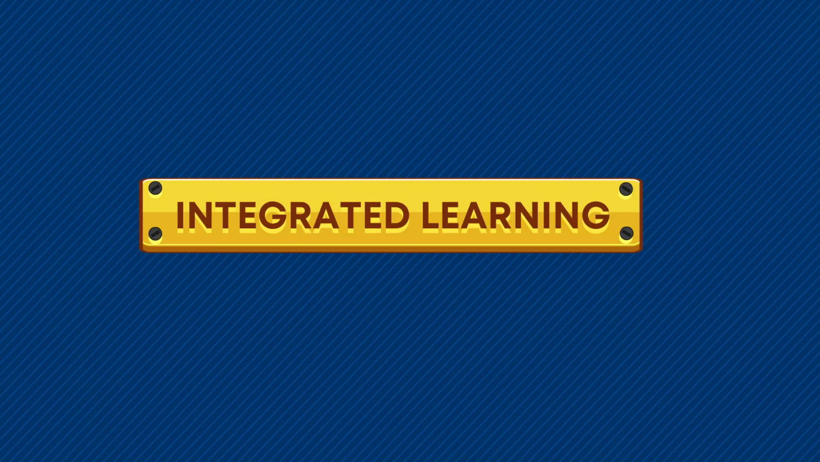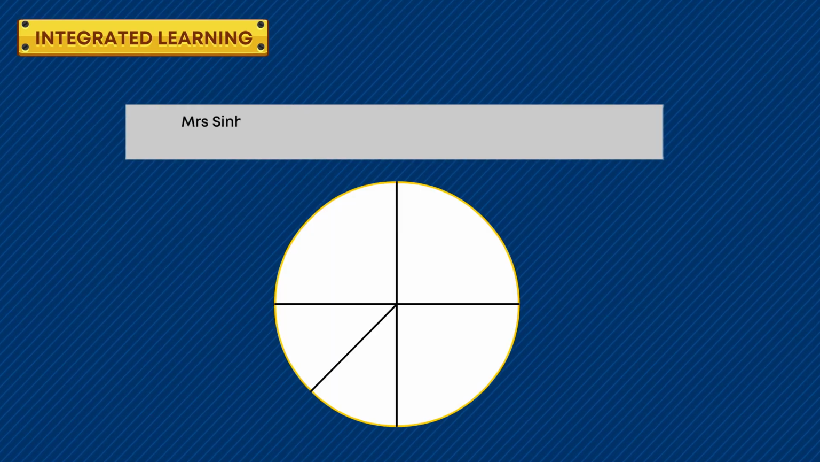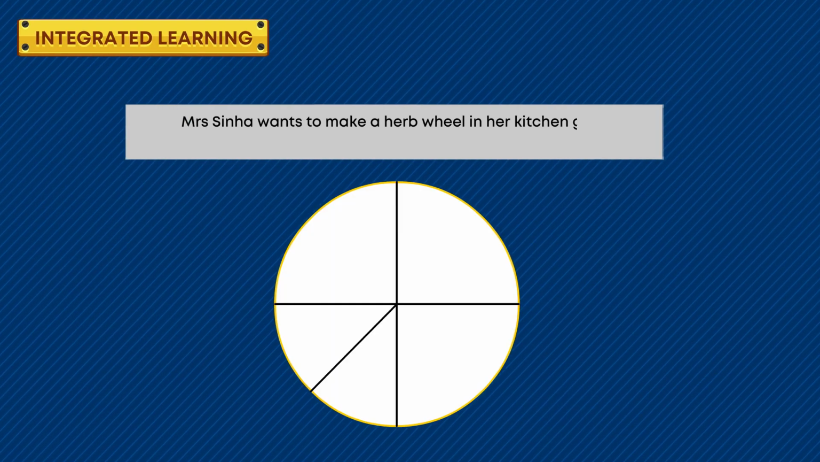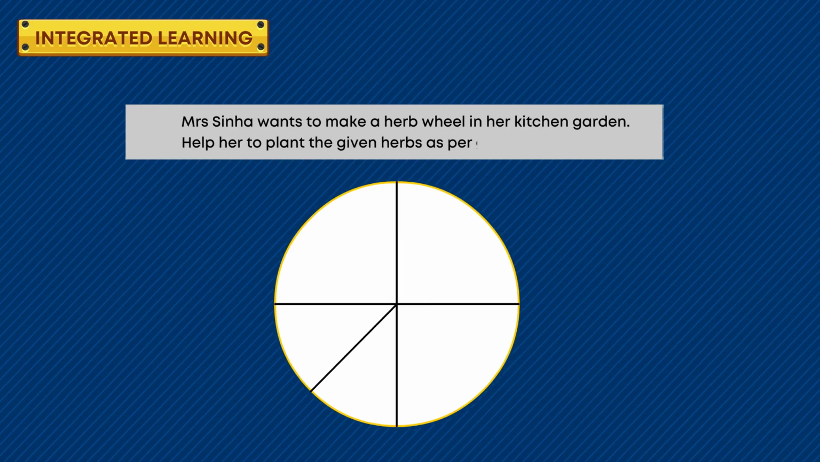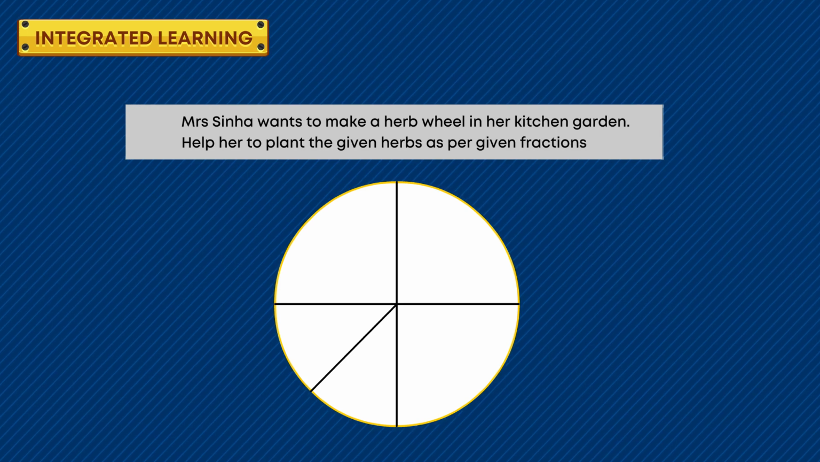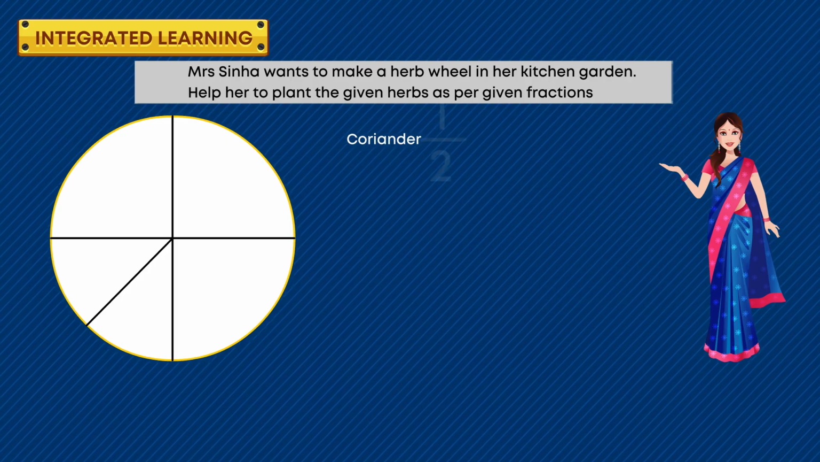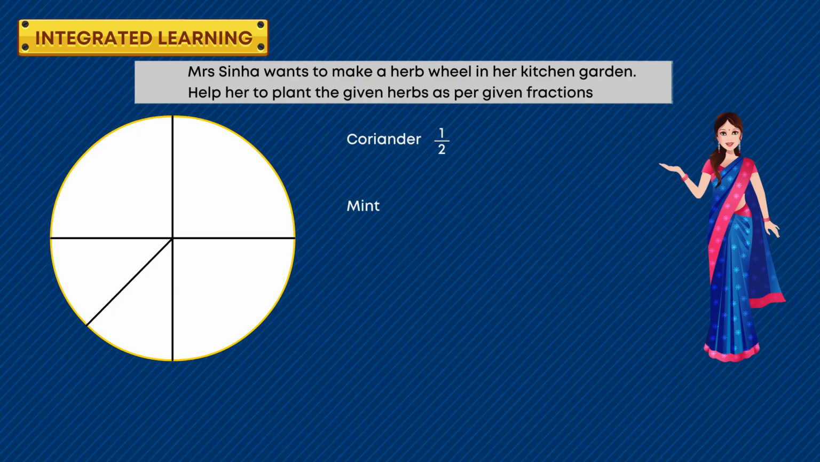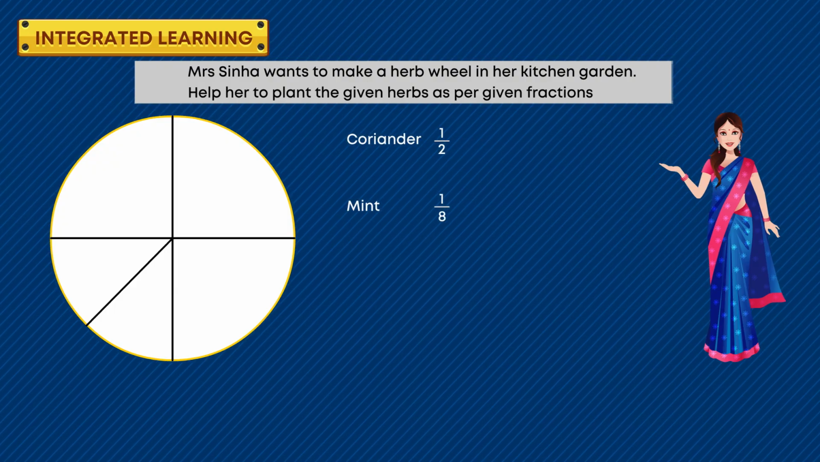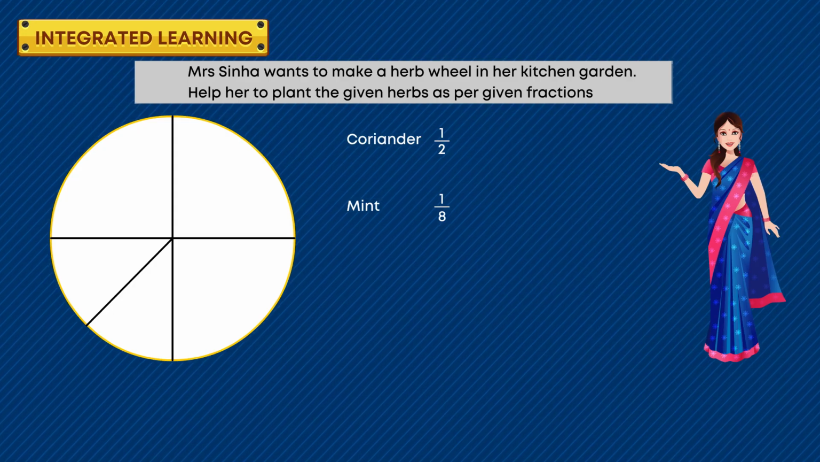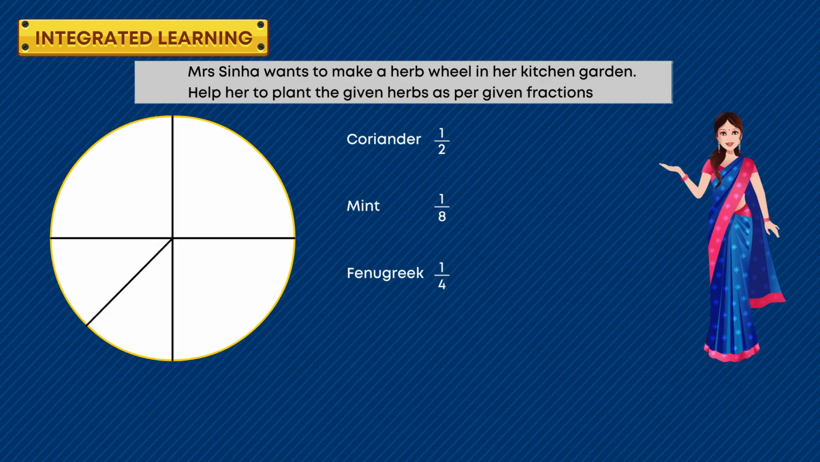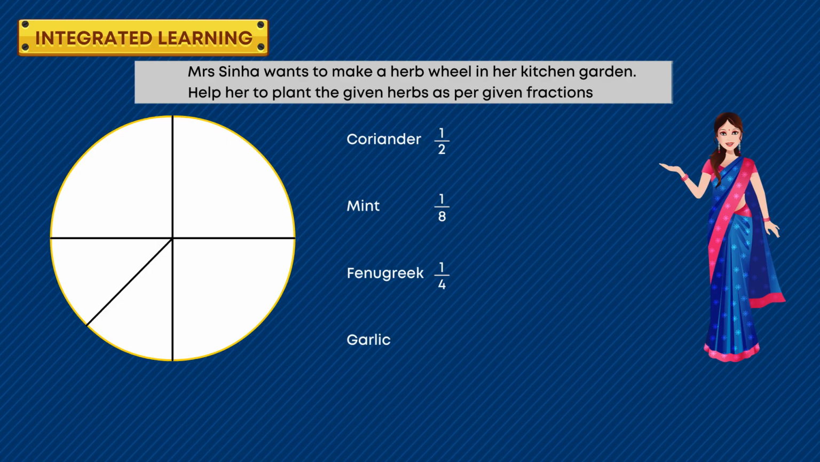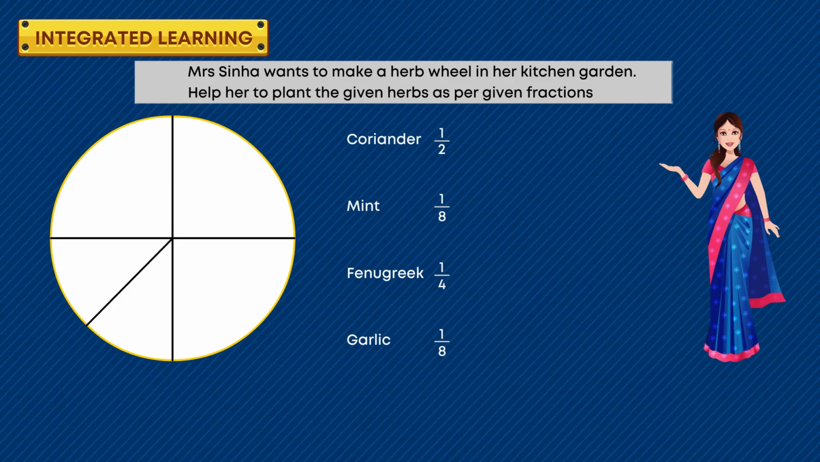Integrated learning. Mrs. Sinha wants to make a herb wheel in her kitchen garden. Help her to plant the given herbs as per given fractions. Coriander is 1 by 2. Mint is 1 by 8. Fenugreek is 1 by 4. Garlic is 1 by 8.